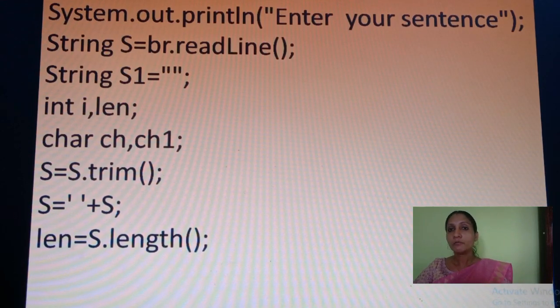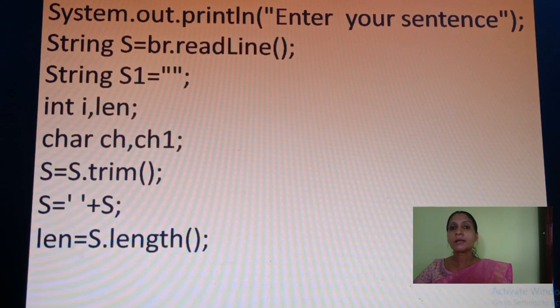Because of that, we should add one extra space before the sentence. Then only we will get the first word. Then I will write S is equal to space plus S. Then you will get an extra space before the first word. Then you can easily find out the first word, the first letter.